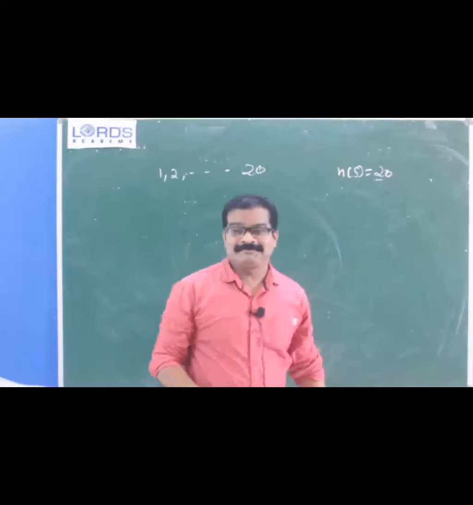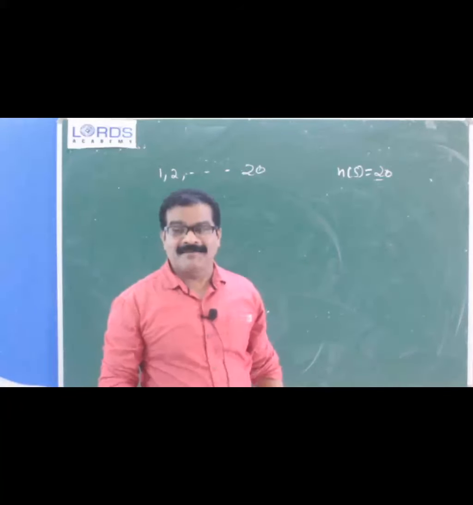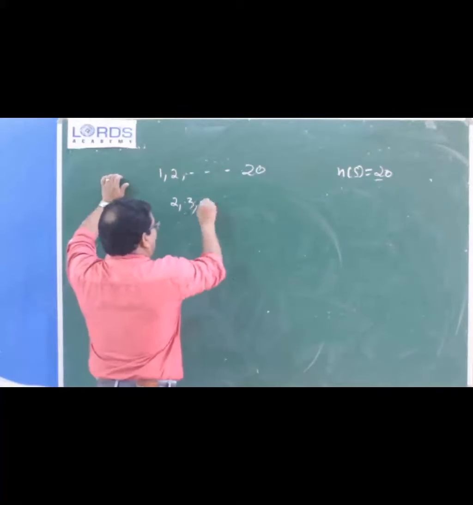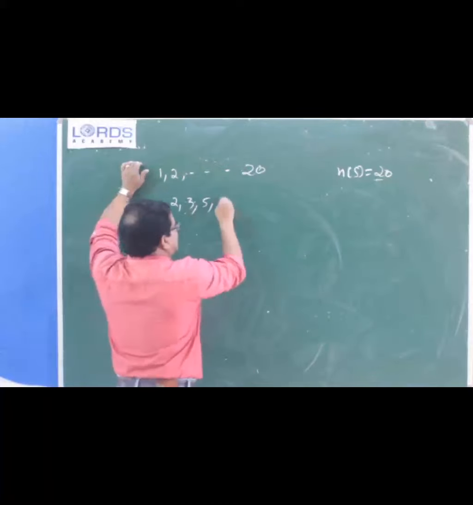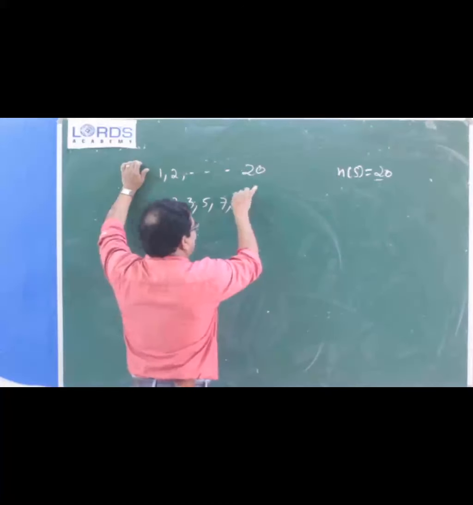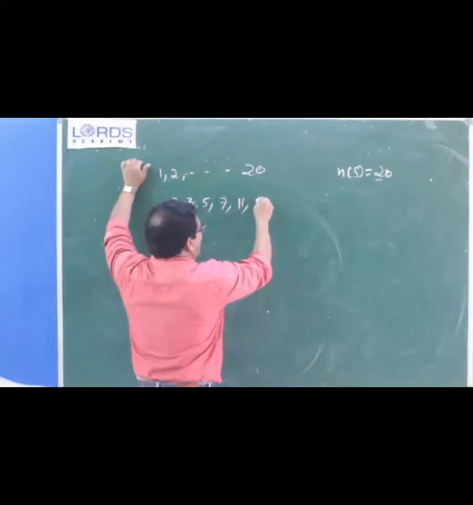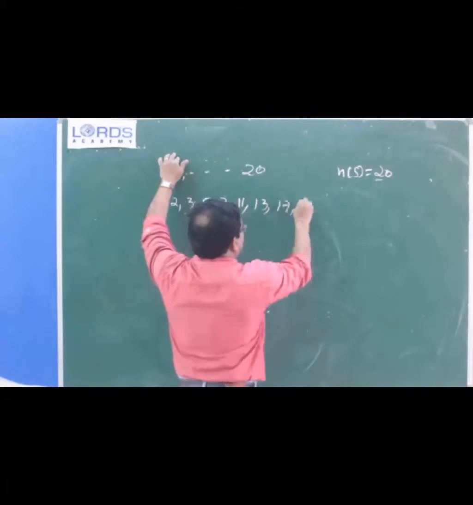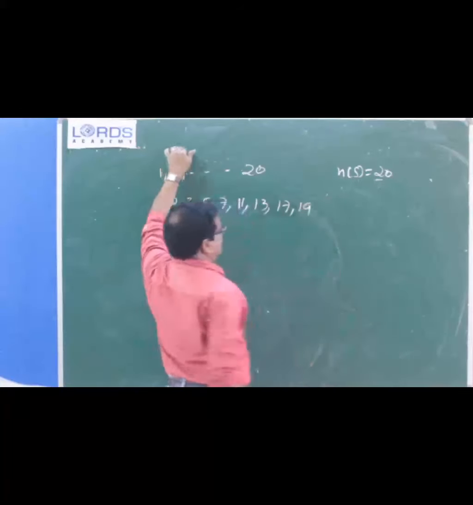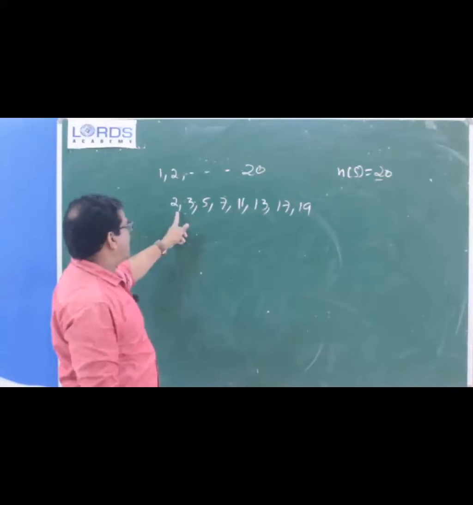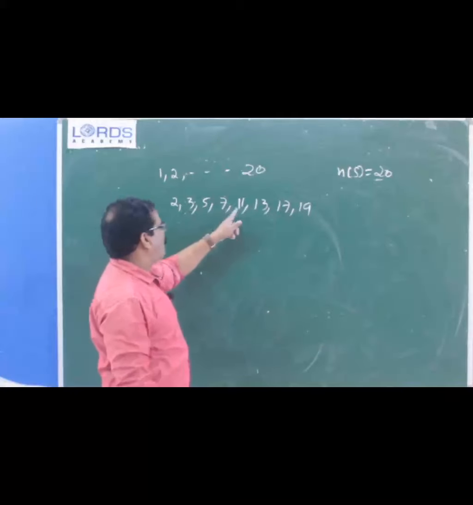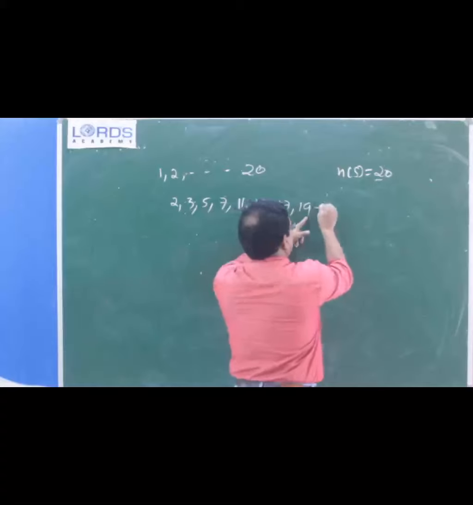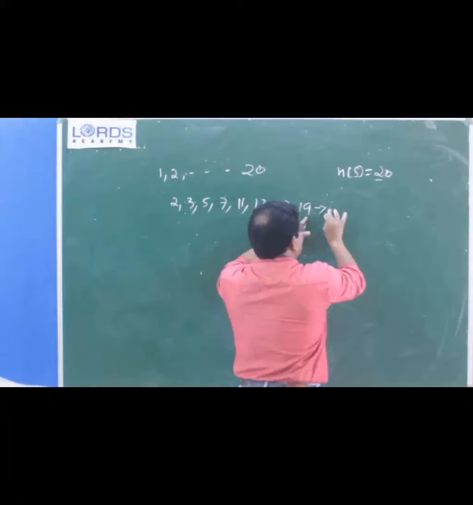Anyone, please tell me the prime numbers. Nobody, sir? Yes, come on. Prime numbers: 2, 3, 5, 7, 11, 13, 17, 19. Okay. Then the number of favorable cases: 1, 2, 3, 4, 5, 6, 7, 8, is equal to 8. Number of favorable cases is 8.